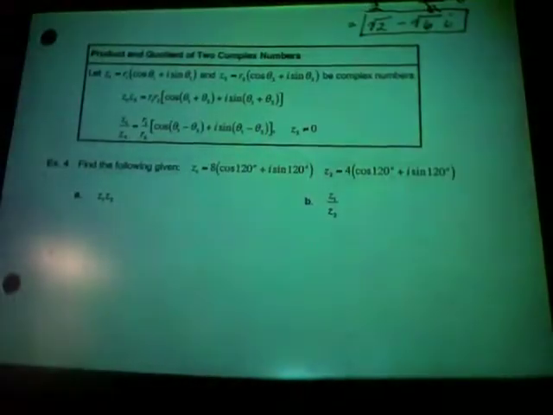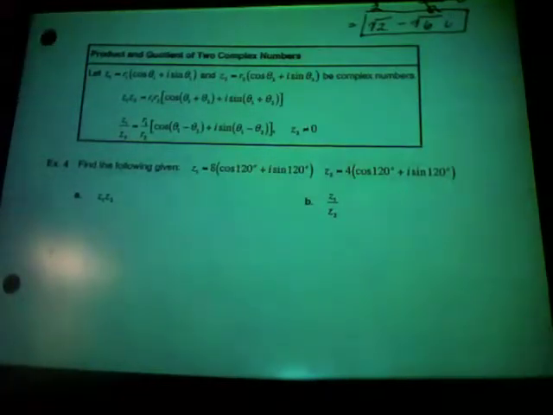Okay, so we're going to finish 6-5 by talking more about complex numbers. We're going to multiply and divide complex numbers, raise complex numbers to an exponent, and take the root of complex numbers. So we got a lot to go through. Hopefully we'll finish it all today.